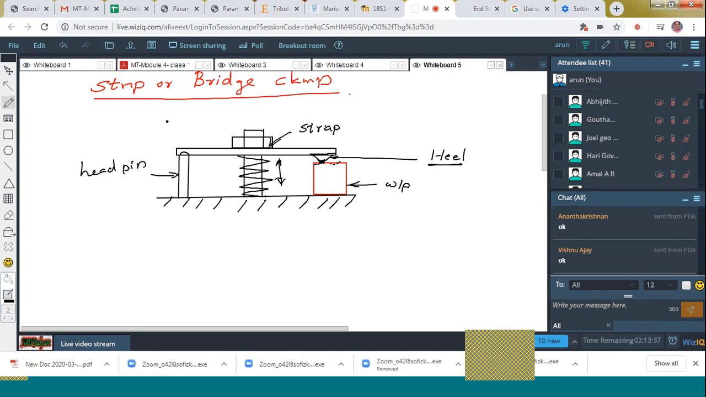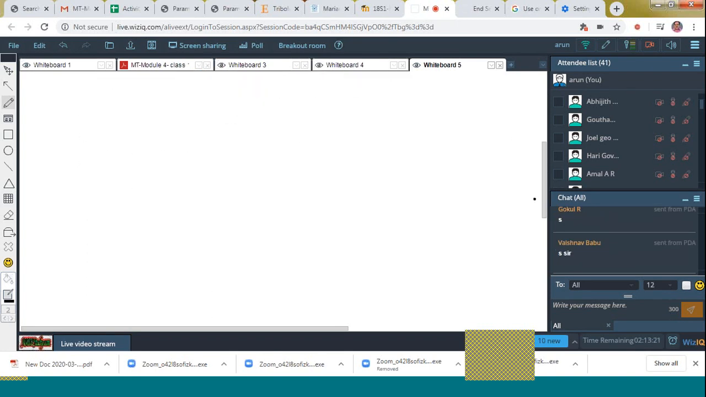This is a single type of clamp. We call that a strap clamp or bridge clamp. Clear? Okay. Next is another type of strap or bridge clamp, which is called a swing clamp.